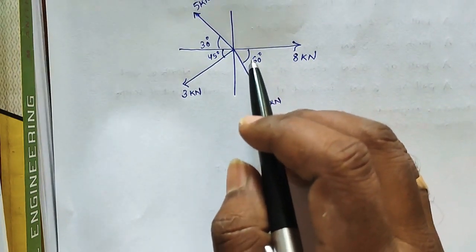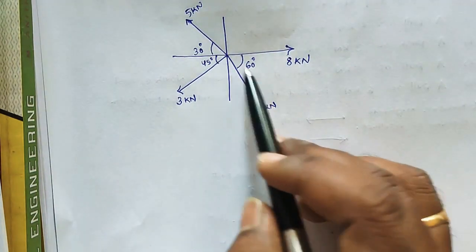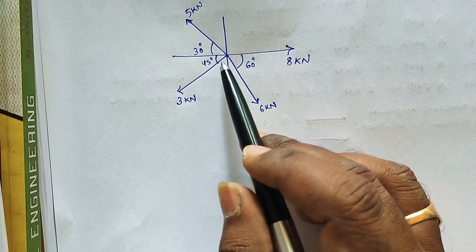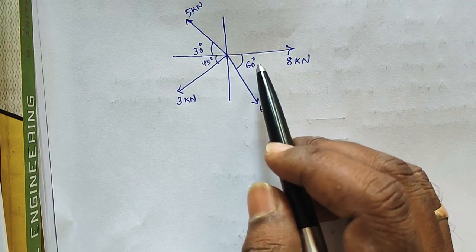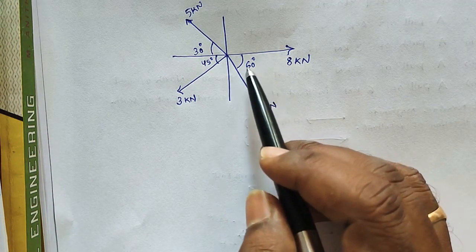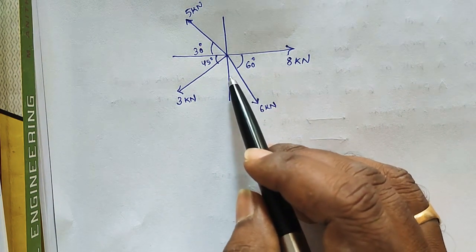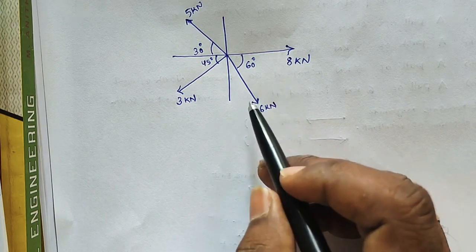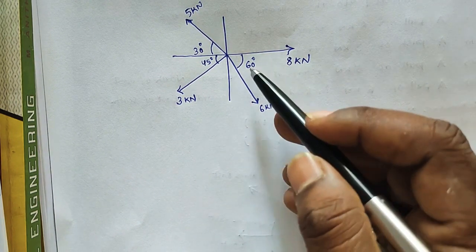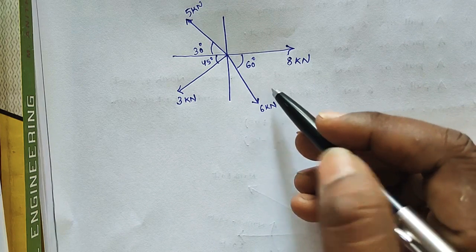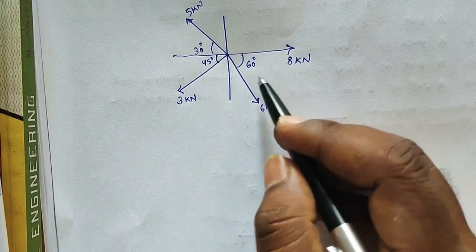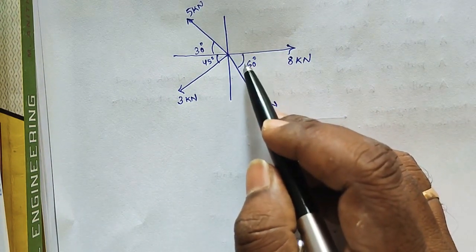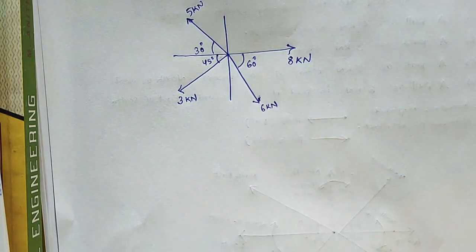So now all the forces are making an angle with the horizontal. To get uniformity, we are just writing like this. With the angle of 30 degrees to the vertical also you can calculate, but for easy understanding and to get uniformity, here we are showing that all the forces are making an angle with the horizontal.